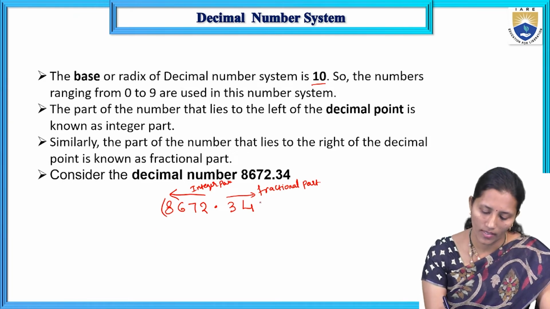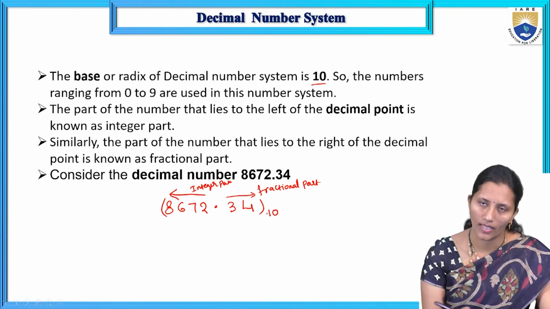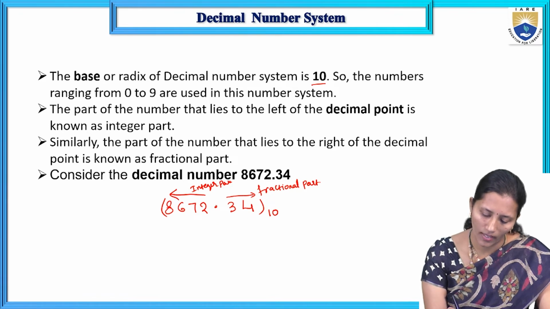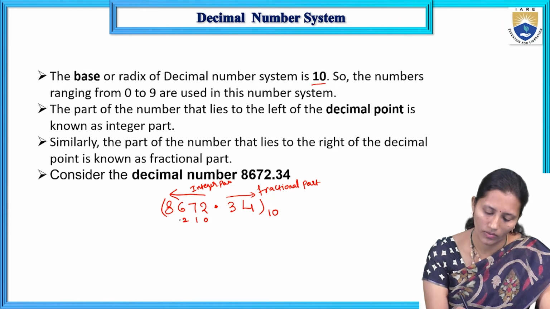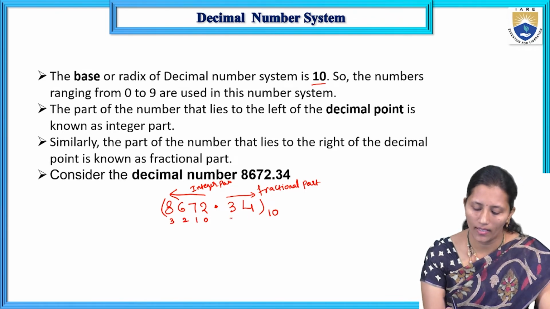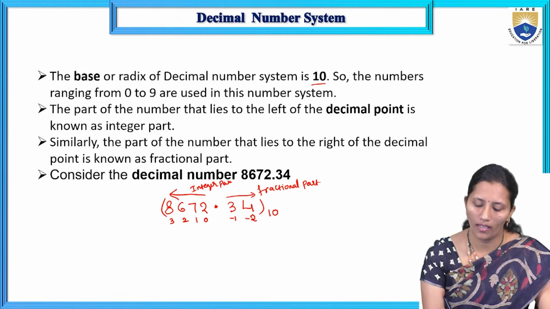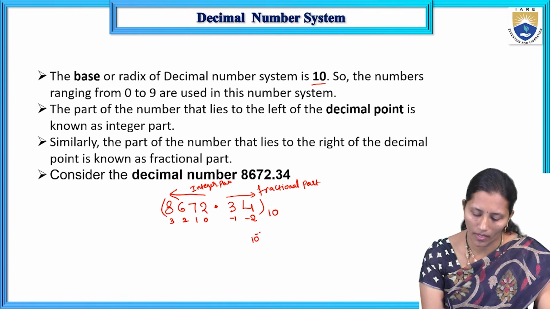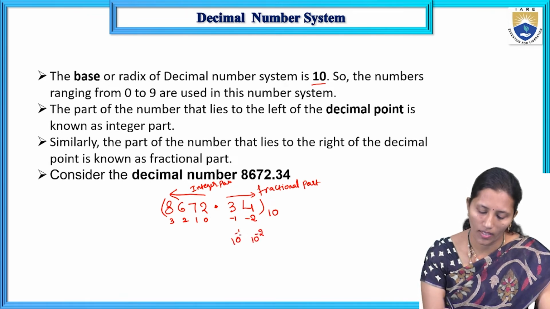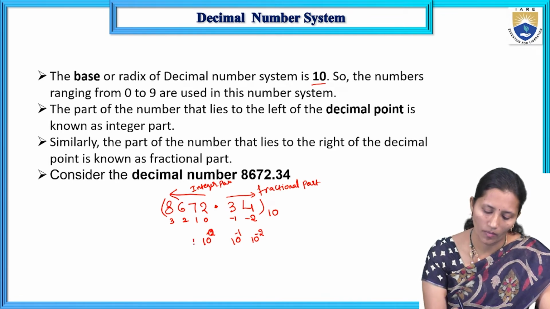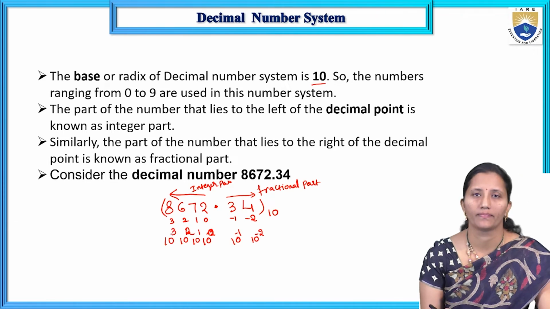So how should we represent it? Here the base is 10. The position of the numbers, seen from the decimal point: on the left side the positions increase 0, 1, 2, 3, and on the right side -1, -2. The weights of those positions will be 10 to the power of 0, 10 to the power of 1, 10 to the power of 2, and 10 to the power of 3, and 10 to the power of -1, 10 to the power of -2.